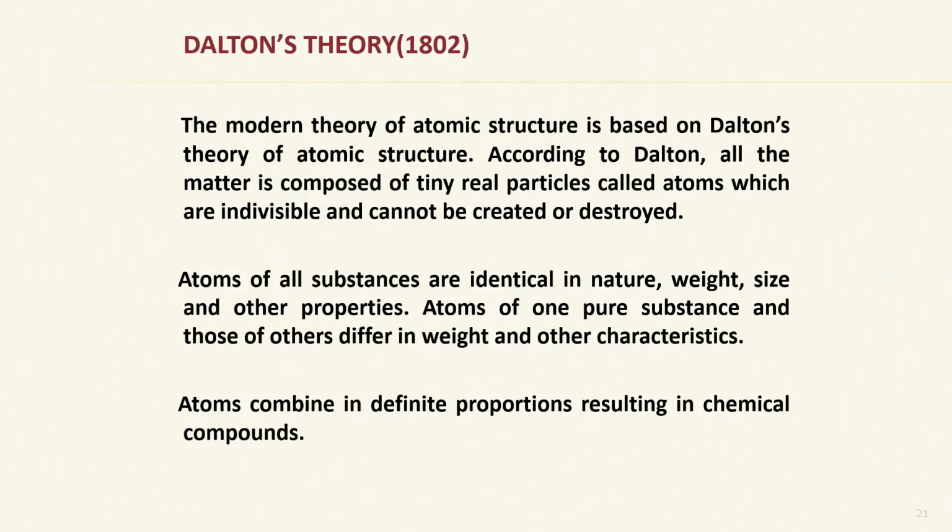And then atoms of one pure substance and those of others differ in weight and other characteristics. Atoms also combine in definite proportions, resulting in chemical compounds. That means if you want to make sodium chloride, you have to take one atom of sodium and one atom of chlorine, and then combine them to give you one molecule of sodium chloride.